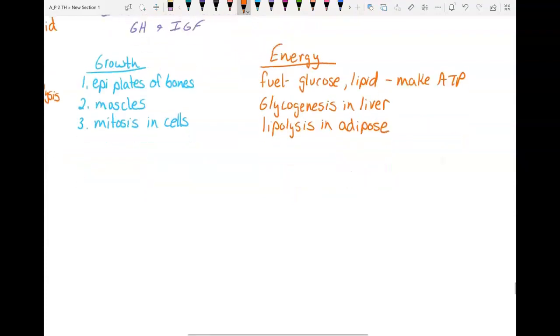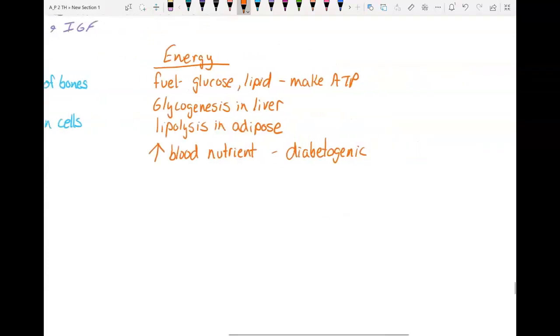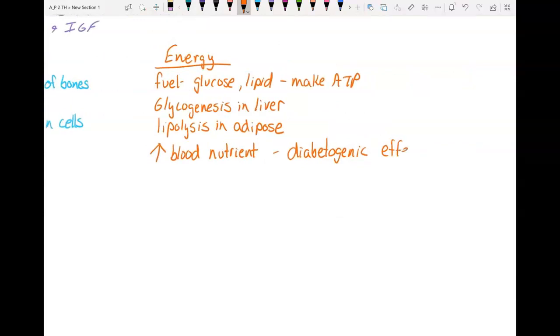So the result of this is you get an increase in blood nutrient levels. This is called the diabetogenic effect. When a hormone is raising blood nutrient levels so that you can make more ATP, that is the diabetogenic effect.